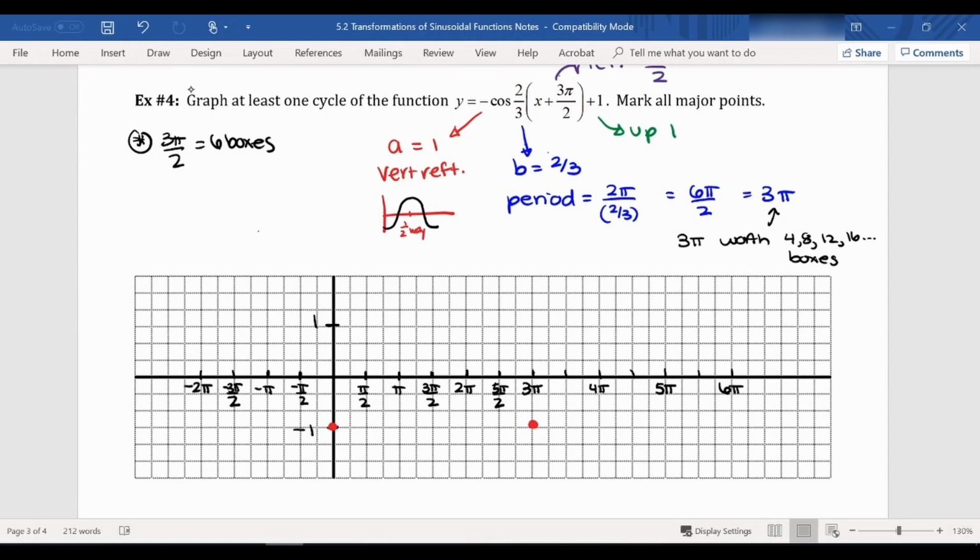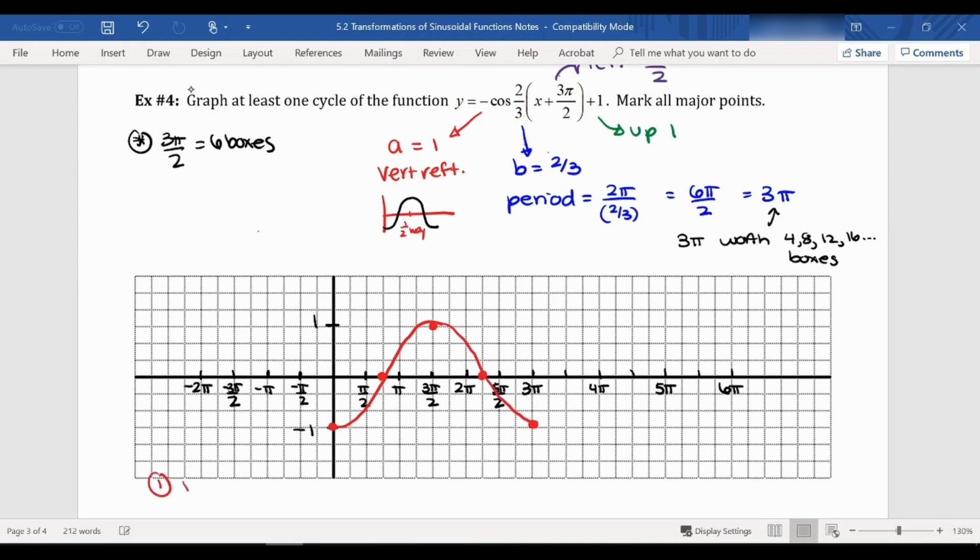So halfway here would be 3 pi over 2. And then halfway between each of these is where my zeros are going to be. So 3 pi over 2 here was 6 boxes. So halfway is 3 boxes between each of these where my zeros are going to be. So this one here, this red graph, is after my reflection and my change in period.